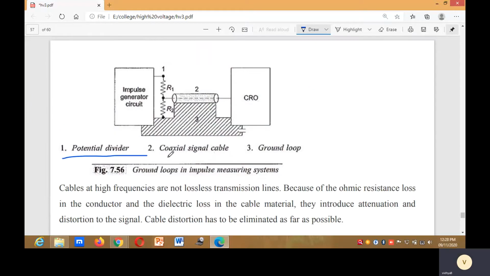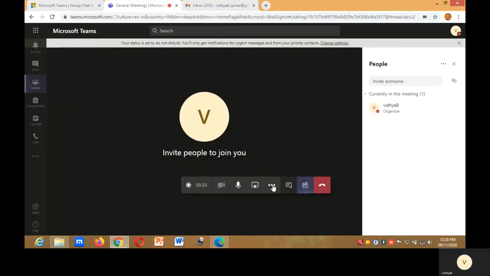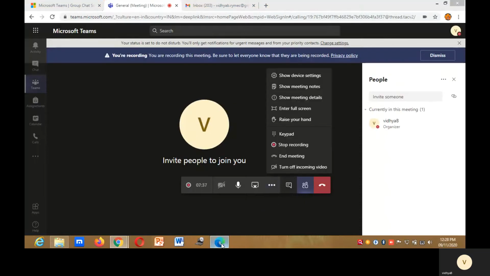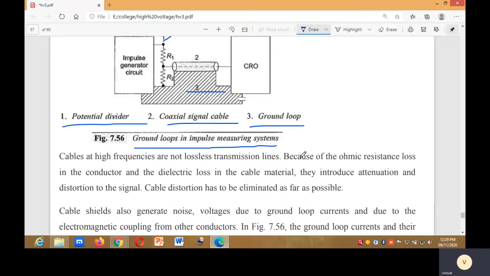Potential divider, coaxial signal cable, ground loop. The generator circuit, the coaxial signal cable and the potential divider: one is the potential divider, second is the coaxial signal cable, third is the ground loop.